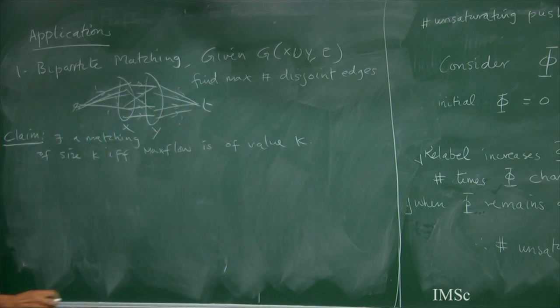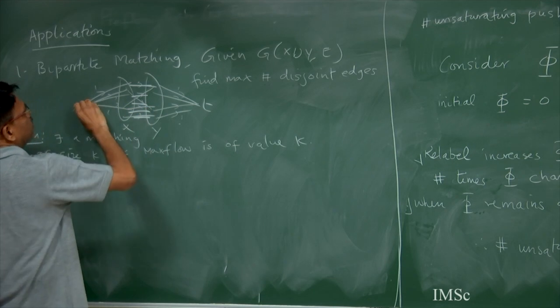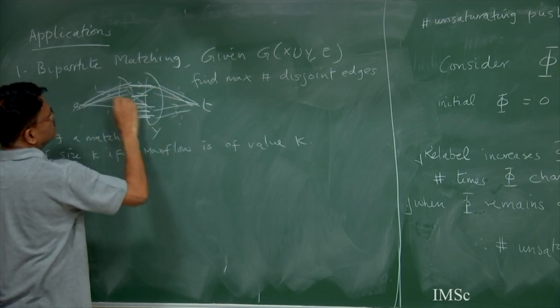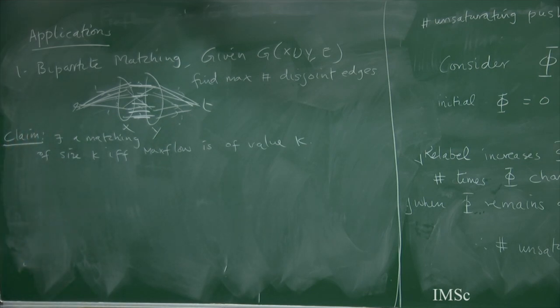Okay, how do you prove this? If there is a matching of size k, you take those k edges and you run a flow like this, and you get a flow of size k, right? The converse is where a little bit of work is required. If you have a flow of size k, then how do you get the matching?